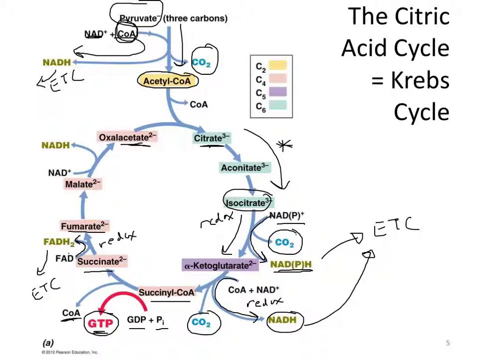The fumarate is then rearranged to malate, and the malate participates in another redox reaction where electrons present in malate are used to reduce NAD+, making NADH, and that's going to go off to, you guessed it, the electron transport chain. That will yield oxaloacetate again, allowing the Krebs cycle to continue turning.